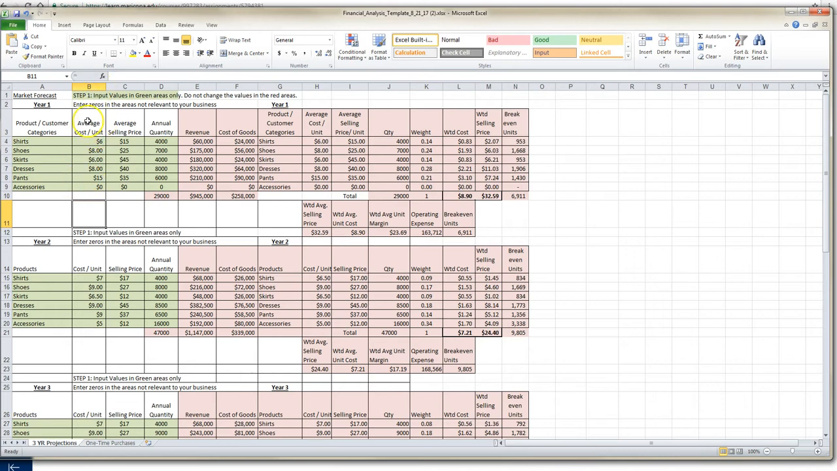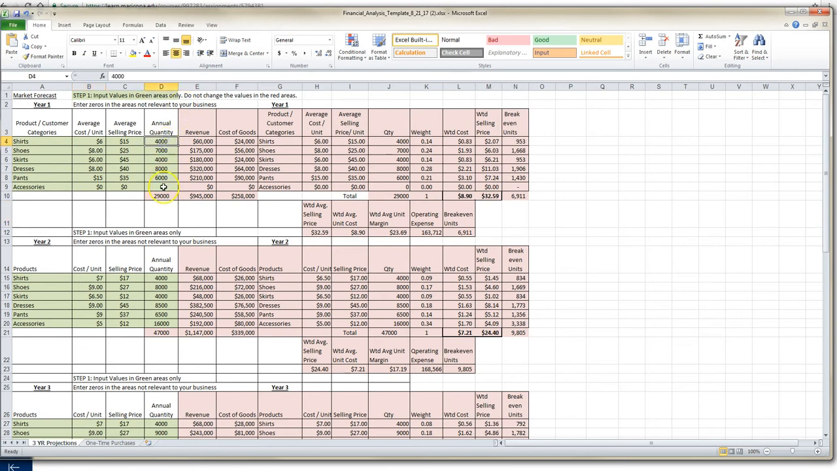So this first column is the average cost per unit. This would be the cost that it takes to actually manufacture the product if you assume a manufacturing business, or this is the cost that it would cost the company to buy or acquire the product. And then the average selling price is the price that the company sells the product to its customer. The annual quantity is your forecast of how many units of each type of product that you expect to sell each year.